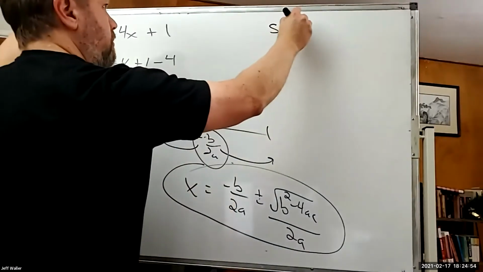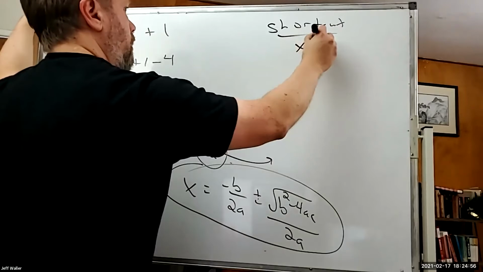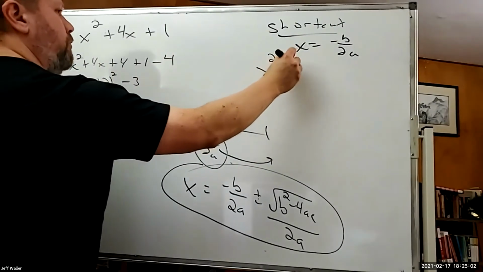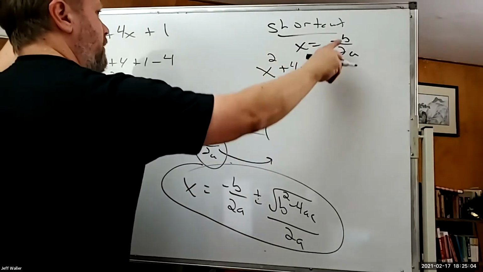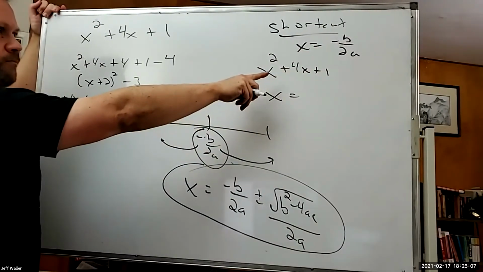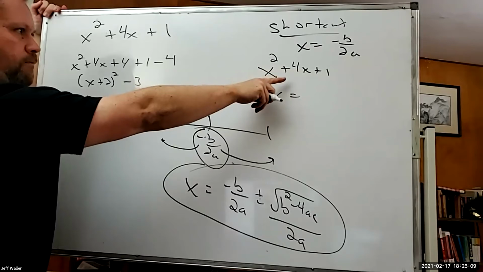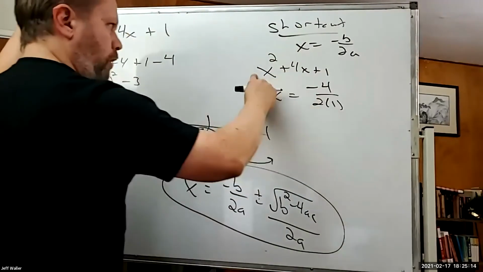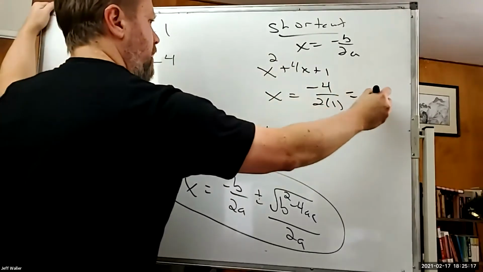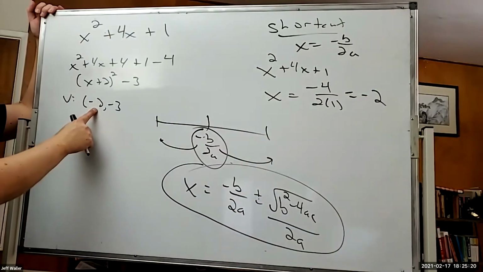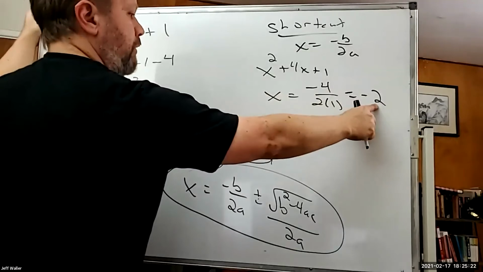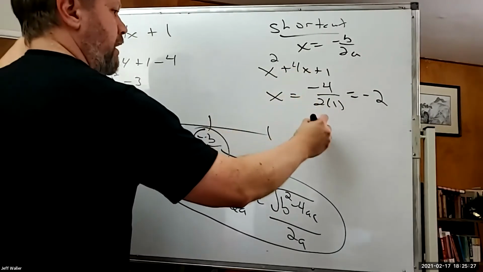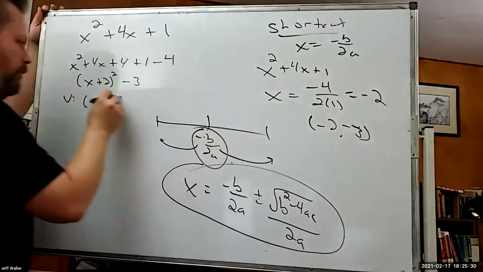This shortcut, all I need to know is what a and b are. So if I'm given x squared plus 4x plus 1, what is b? Yeah, b is 4, so it's -4 over twice a, which is 1. Cool. So the x piece is -2. And then how do I get the y piece? I plug it in. -2 squared is 4, minus 8 is -4, plus 1 is -3, which is exactly what we got over there the long way.